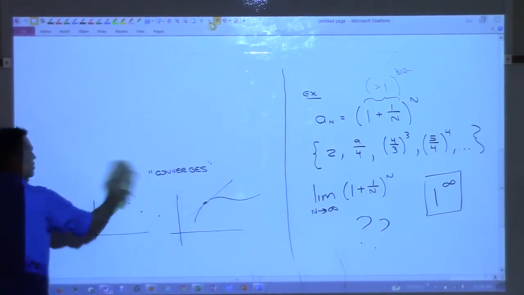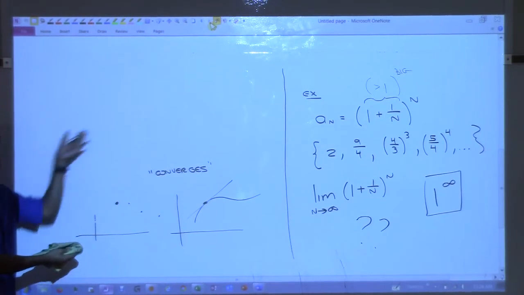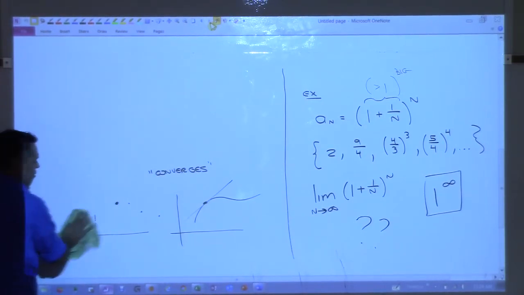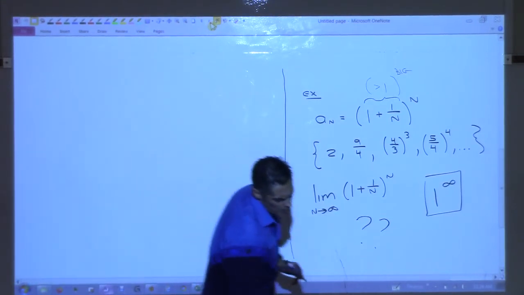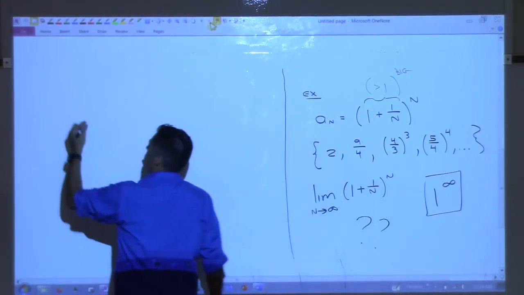These other ones, the first two I put up there, were obvious limits, right? n and 1 over n. It's obvious to see what they're doing. That one, not so much. So here's the theorem.